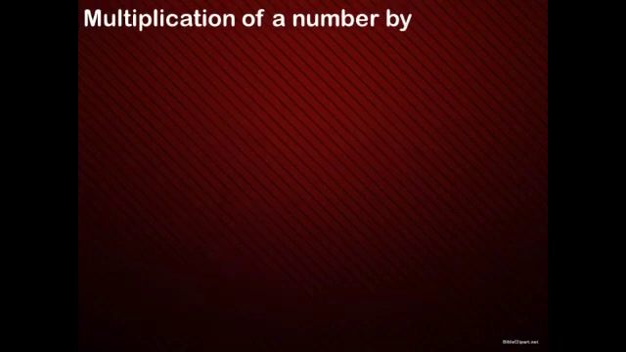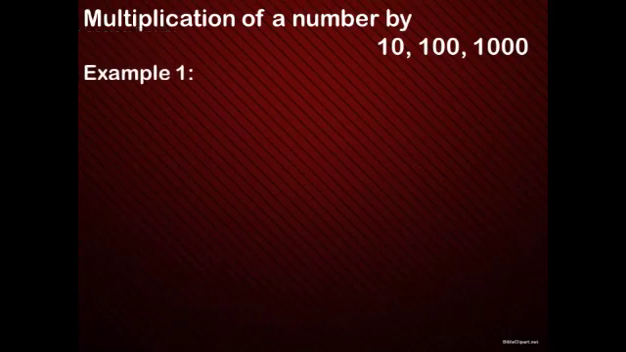Next we will see how to multiply a number by 10, 100 and 1000. To multiply a number by 10 or 20 or 30, we should multiply the number by 1, 2 or 3 respectively and add 1 zero to the right of the number. Let us see an example. 287 multiplied by 10. Here 287 multiplied by 1 you will write first and then add a 0. So you will get the answer as 2870.